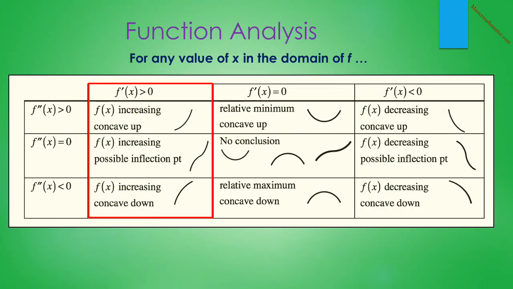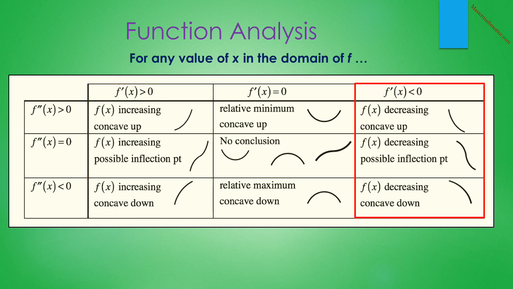So let's put it all together. First of all, if f prime of x is positive, then we look at f double prime of x. If f double prime of x is also positive, it means that f of x is increasing and concave up. If f prime of x is positive and f double prime of x is 0, it also means that f of x is increasing, but there is a possible inflection point. If f prime of x is positive and f double prime of x is negative, that means that f is increasing, but the curve is concave down.